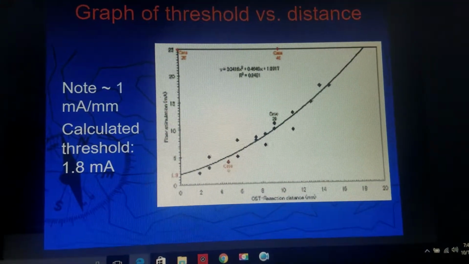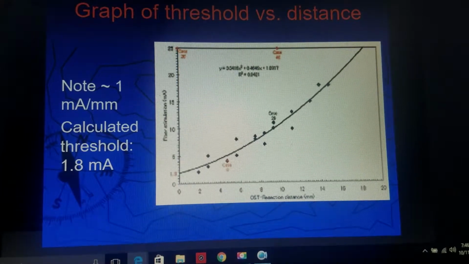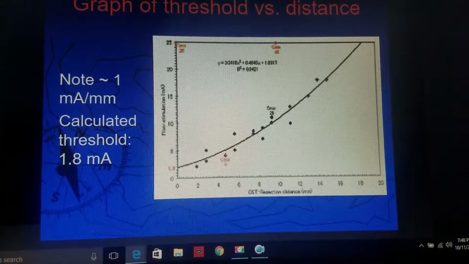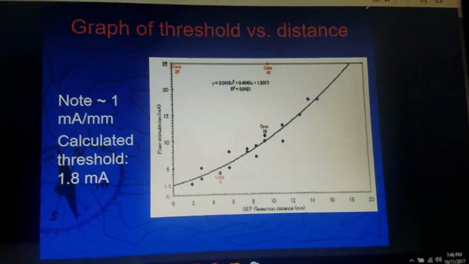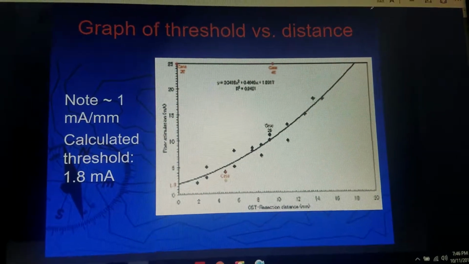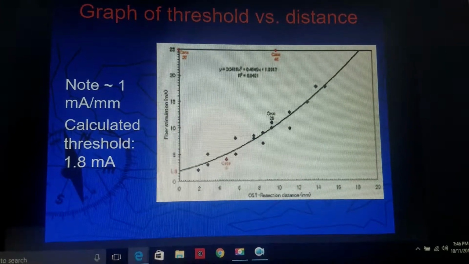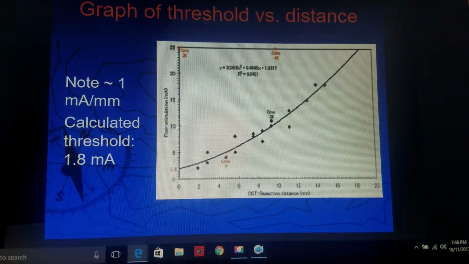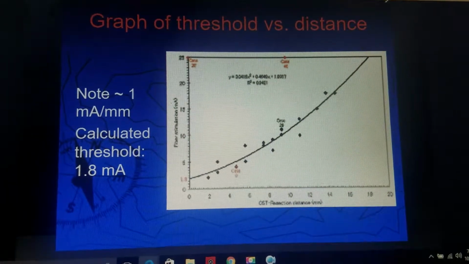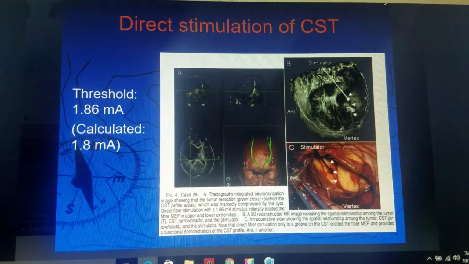But the data was rather interesting because when they graphed threshold versus distance, you see here that there's a pretty nice relationship: the closer you are to the corticospinal tract, the lower the threshold is, and it's just about 1 milliamp per millimeter. You can take any point there, take 10 millimeters, go up to the line and cross over, and there's 10 milliamps. It's almost too good to be true. So we need to replicate it.